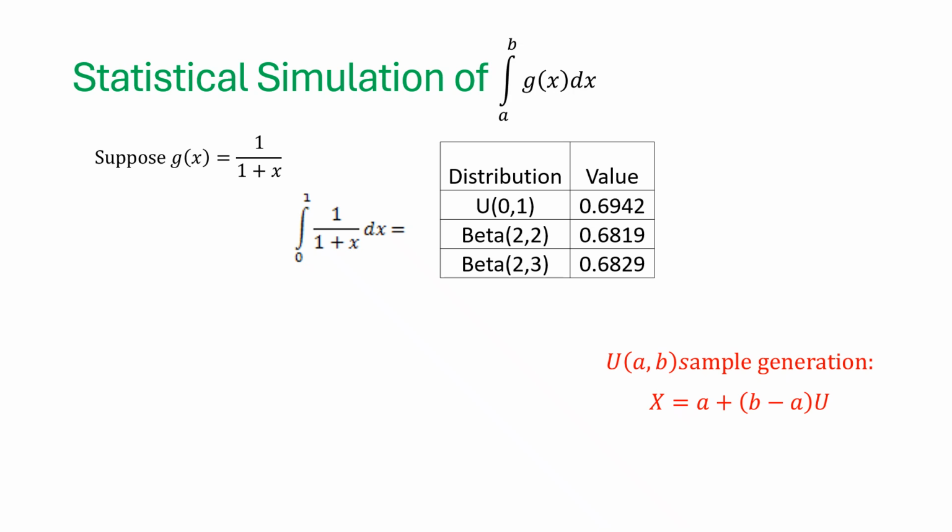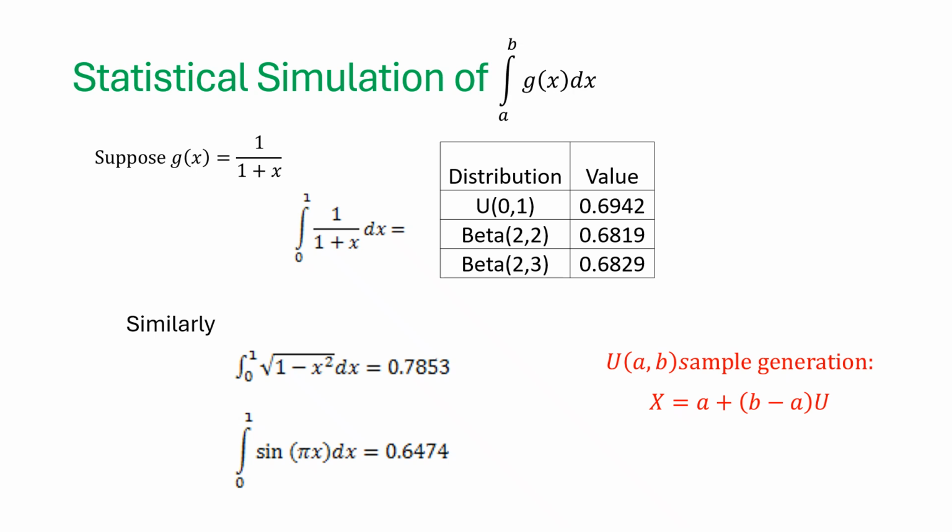Beta 2,2 is another integral. The reason why we have selected beta 2,2 or beta 2,3 is because the random variable takes values from 0 to 1. So you have to suitably decide which distribution fits well and where. Uniform a to b can be generated in the following way: x is equal to a plus (b minus a) times u. It is a very simple calculation.